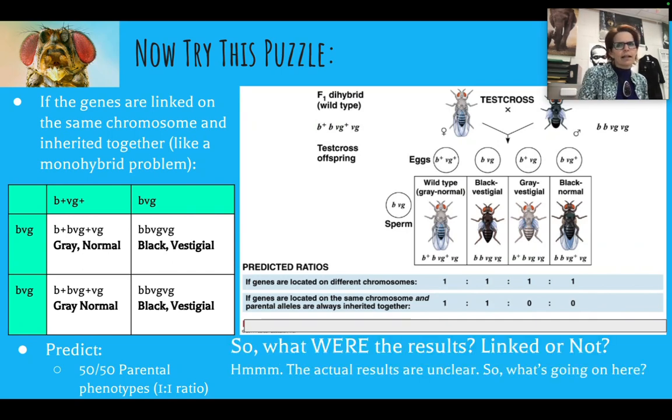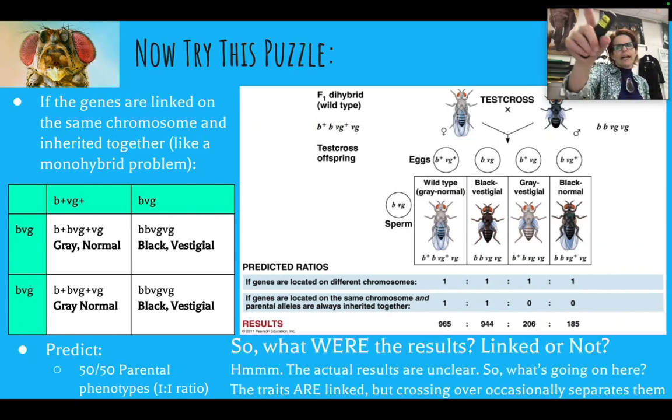But the results that they got were actually quite divided, 965 to 944. That's pretty close to equal. But then they got 206 and 185 of these other ones. How do we explain that? Crossing over. So it says the actual results are unclear. What's going on here? The traits are linked, but crossing over occasionally separates them. So the one that says the 1-to-1 to 0-to-0 ratio is closest to being correct. But then crossing over separated them from each other, so they won't always be inherited together.